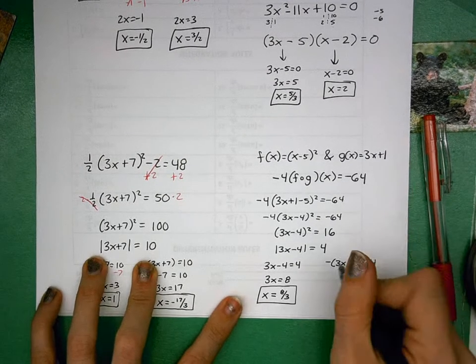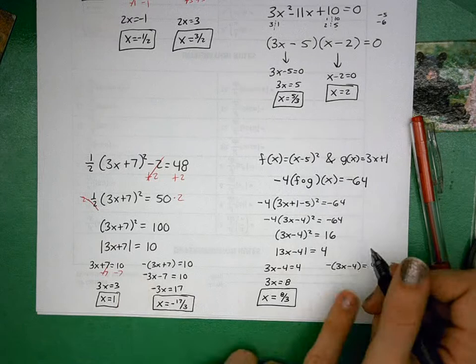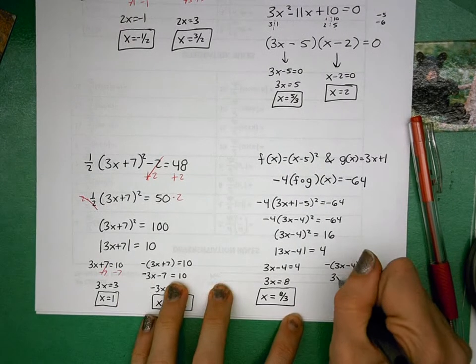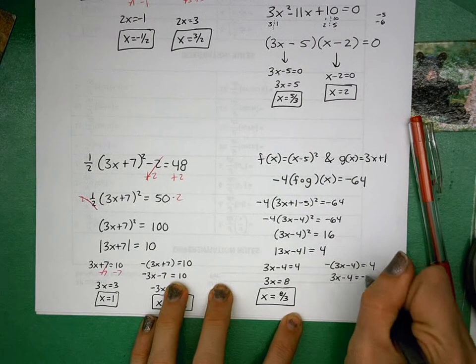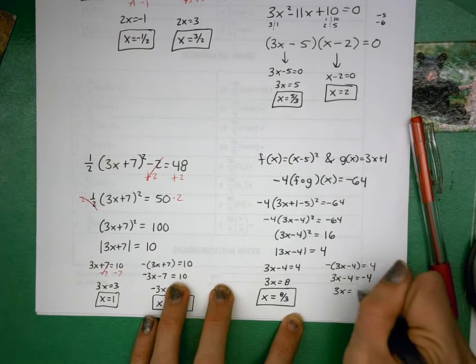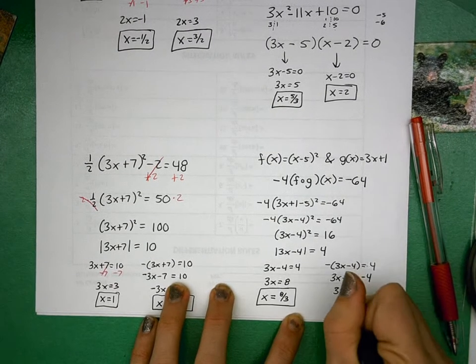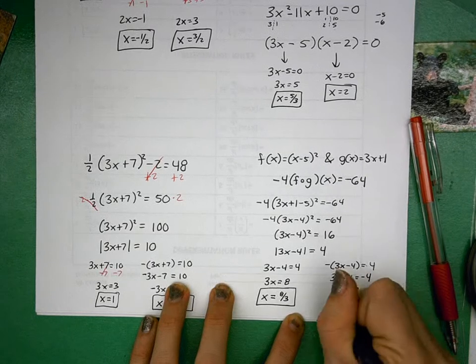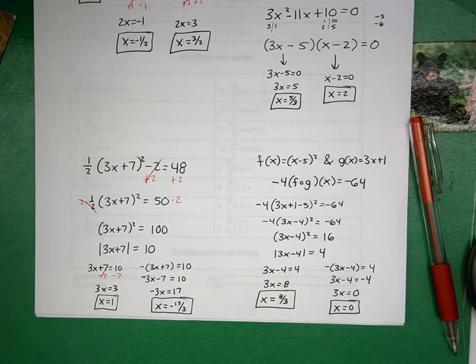Over here, so I distributed in this first example, so let's go ahead and divide in this one. 3x minus 4 equals -4. And if I add this 4 over, we get 3x equals 0, which means dividing by 3, x equals 0. Okay?